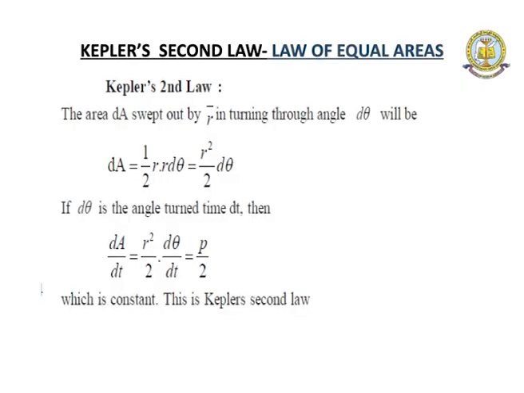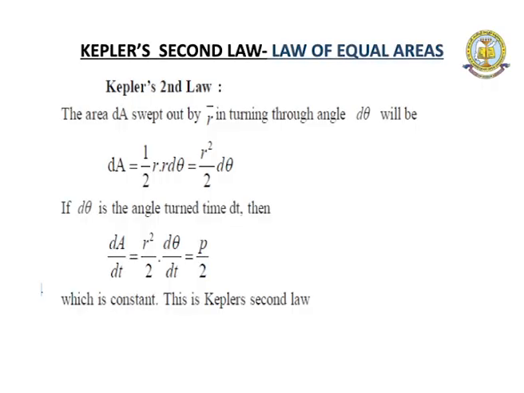So what is the distance here? A to B, r into d theta. So the area of triangle ABS is equal to half into base into height. The base is r, the height is r into d theta. You can write here r square by 2 into d theta. d theta is the angle in the time interval. So dA by dt is equal to r square by 2 into d theta by dt.